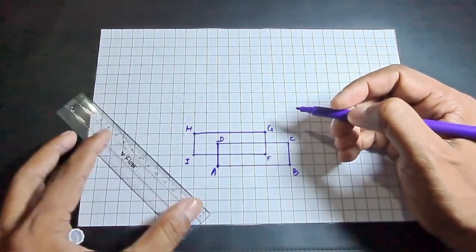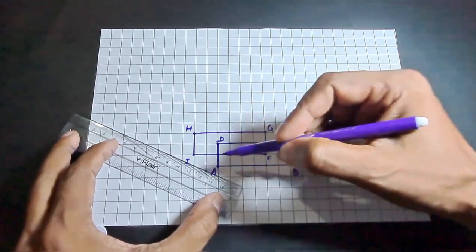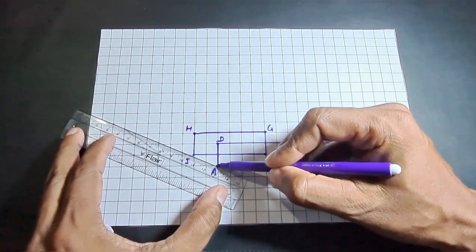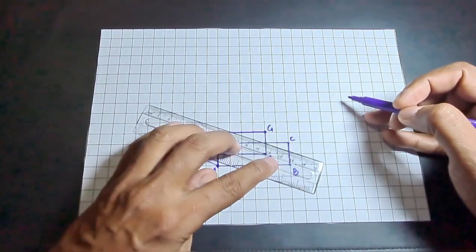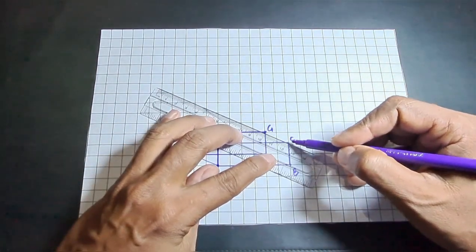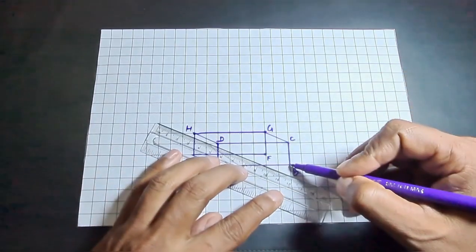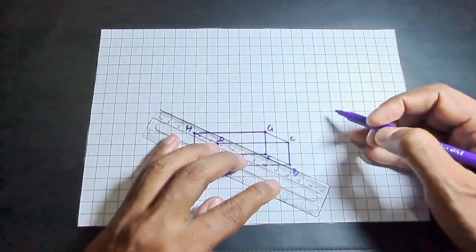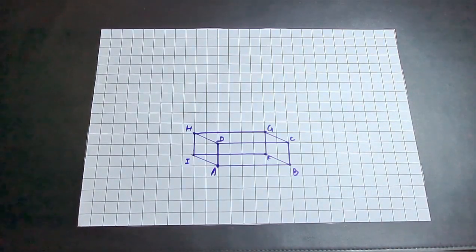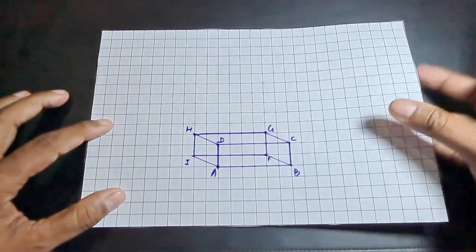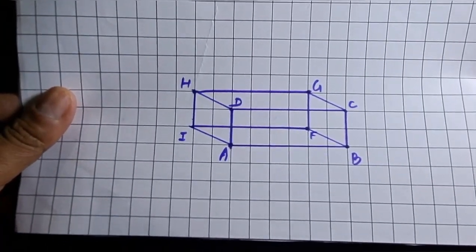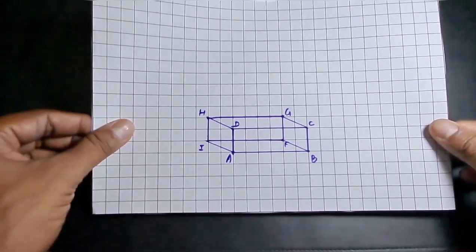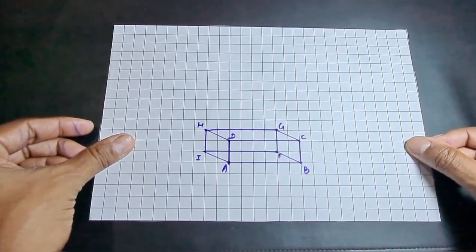And now all you need to do is to join them end to end. So A will be joined to I like this, D will be joined to H like this, and then C will be joined to G like this, and B will be joined to F like this. And as you can see, this figure resembles a cuboid, and that actually is the oblique sketch of a cuboid drawn on a squared paper. And that completes your activity on drawing this oblique sketch.